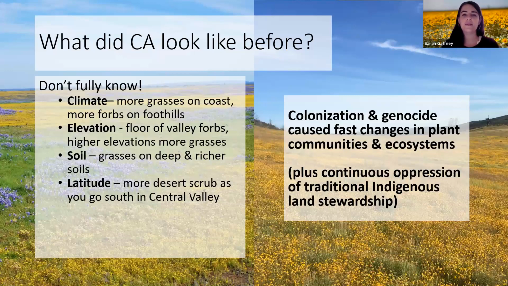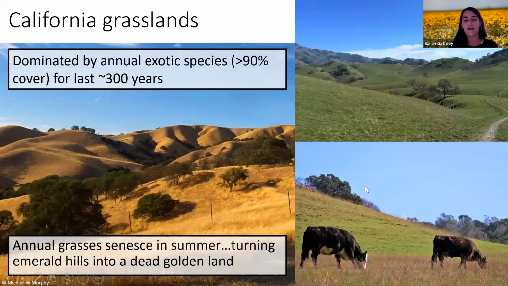And I'm saying probably a lot because we just really don't know, because unfortunately, with the colonization and the genocide that followed, there were fast changes in the plant communities and ecosystems. And the continuous suppression of traditional indigenous land stewardship really solidified the invasion of our grasslands. With the Spanish came a lot of annual exotic species. And for the last 300 years, our grasslands have been dominated by these species.